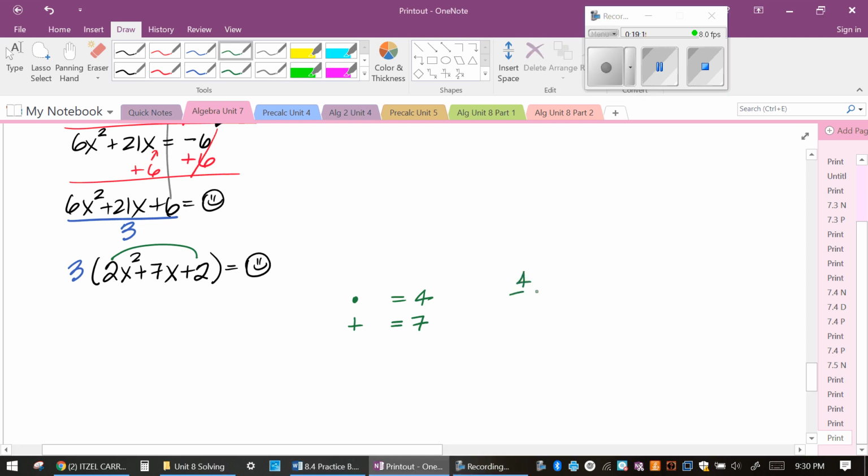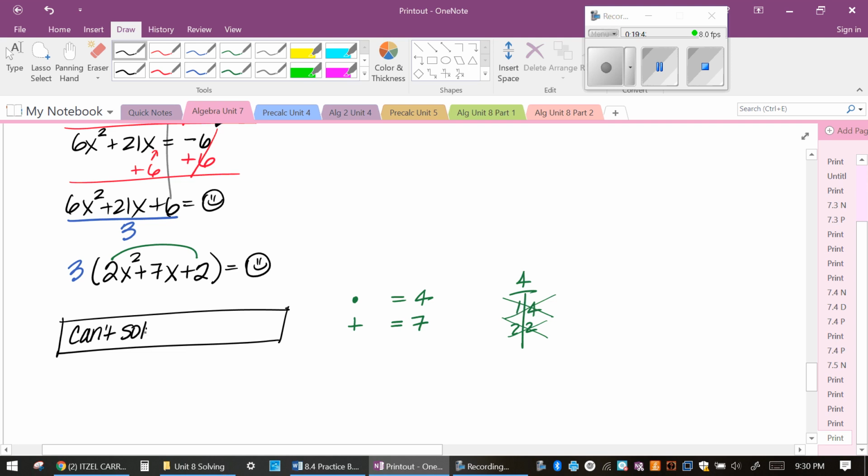Well, super sad. The only factors of 4 are 1, 4, 2, and 2. None of those will ever add to 7. So unfortunately, I cannot keep going and I can't solve by factoring because this cannot be factored. So my solution, I cannot find the way they asked me to. It does have a solution. I will teach you how to do it, but for now you're going to say can't solve by factoring.